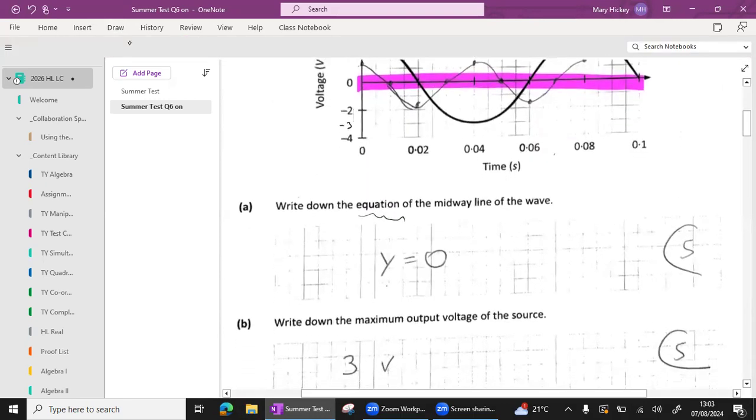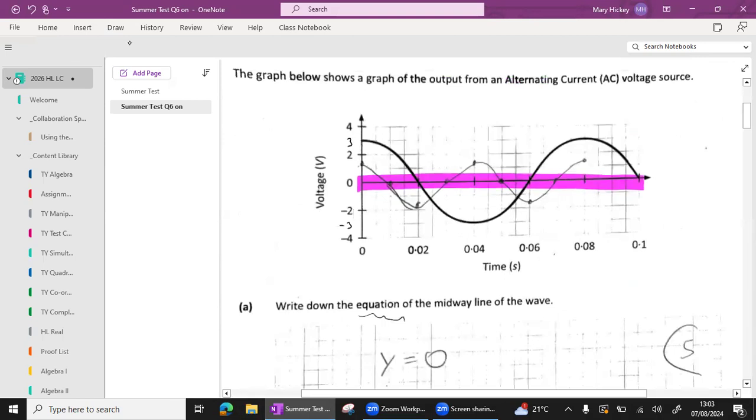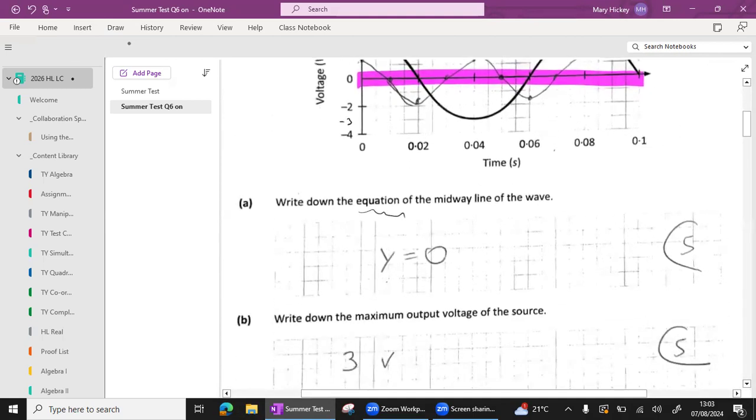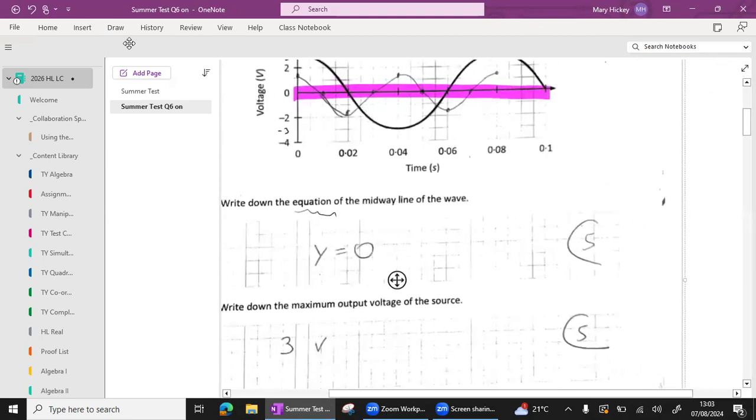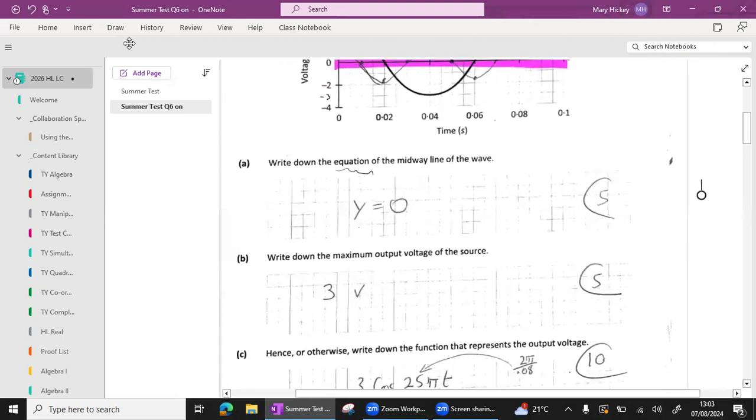The next question was, write down the maximum output voltage. Well, the highest that the graph ever reaches is 3. We can see that here, and because it's cyclical, it'll just continue getting as high as 3. So what I've written is 3 volts, and that was worth 5 marks. They were pretty straightforward questions in the test, at least I hope so.